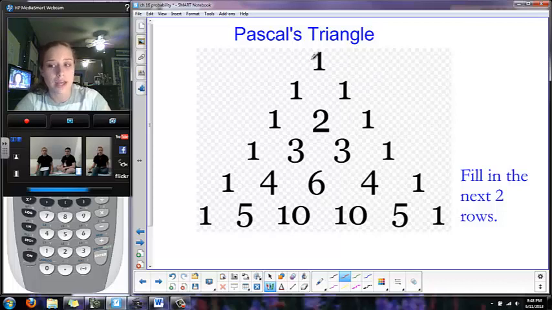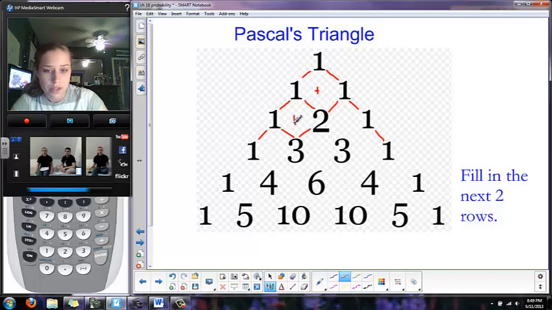Pascal's triangle starts with a 1, and then the 1s continue down along the edges on each side. Then you notice that 1 plus 1, these two 1s added together, gives you a 2. Then you see the 1s, and the next row is 1 plus 2 gives me a 3, and 2 plus 1 gives me another 3. You see the 1s continue down on the outside. In the next row, 1 plus 3 gives you 4, 3 plus 3 gives you 6, and 3 plus 1 gives you 4.